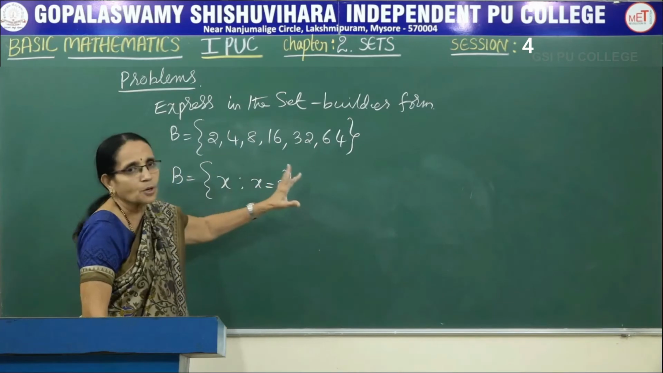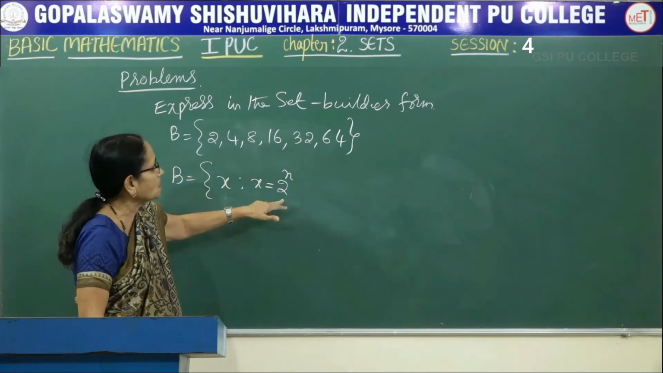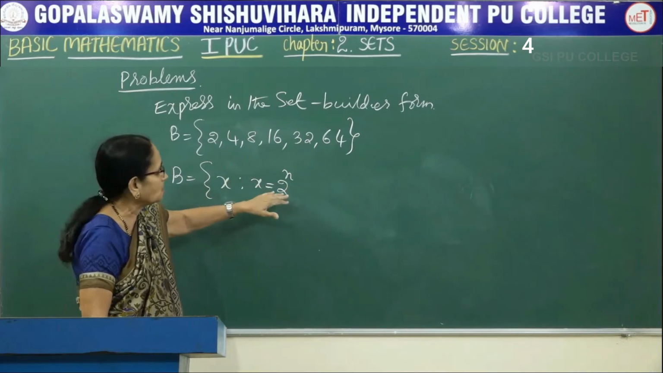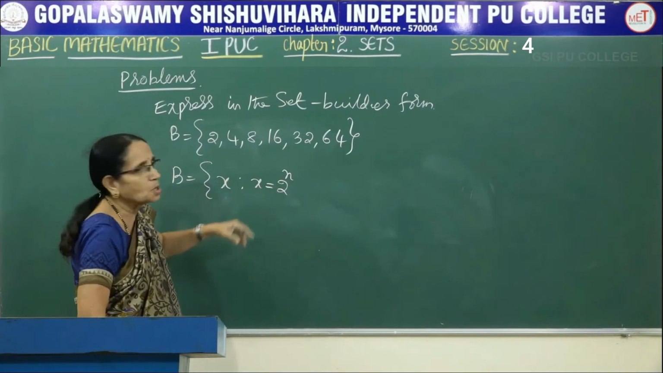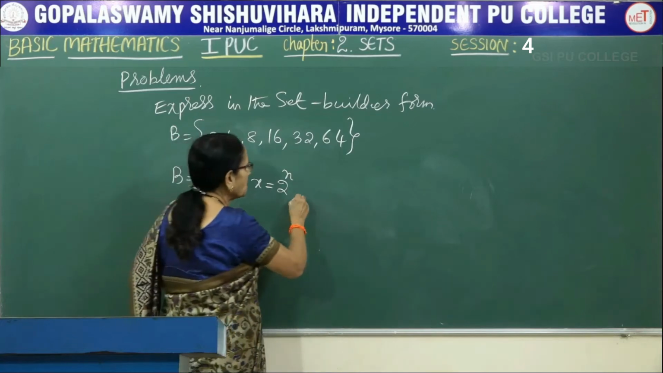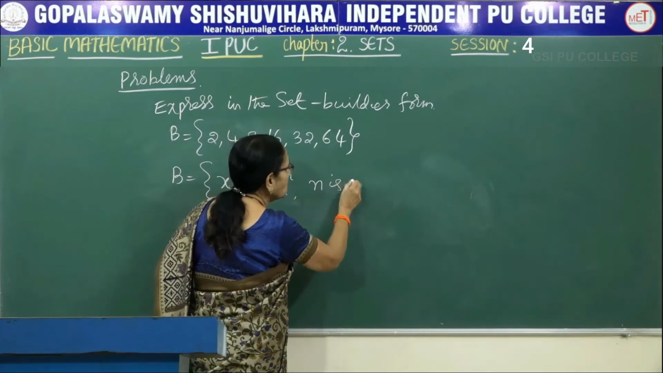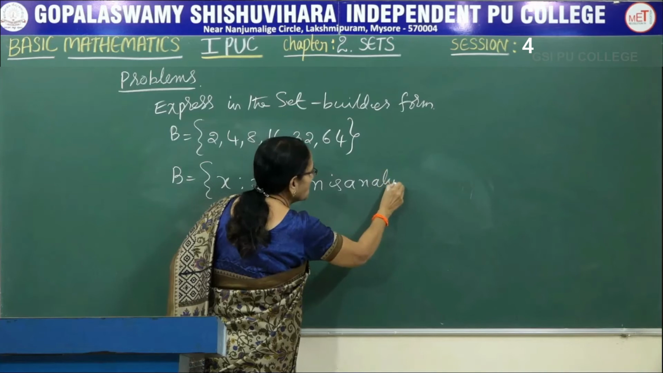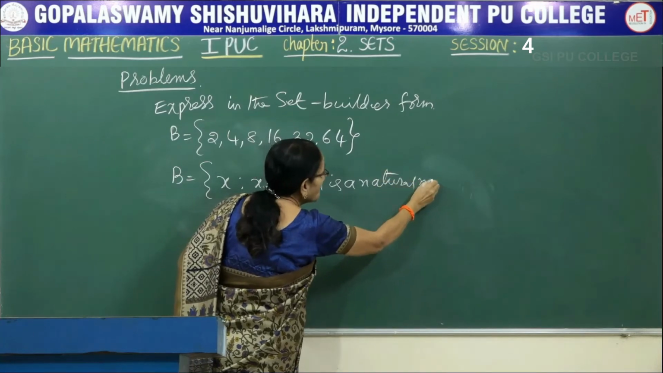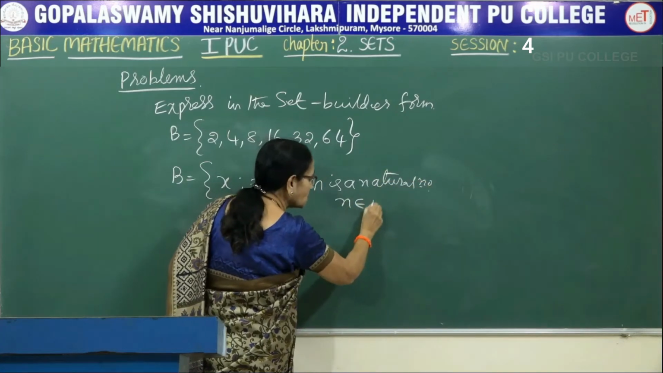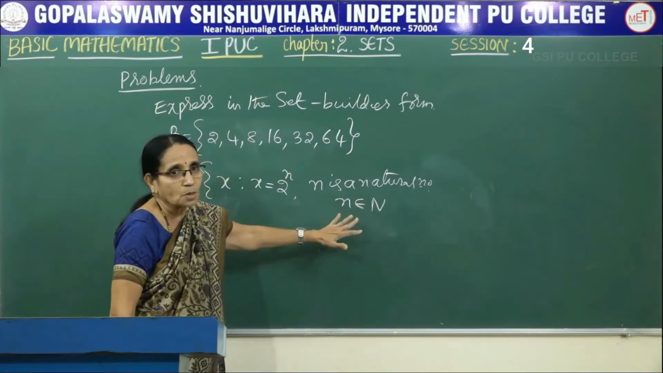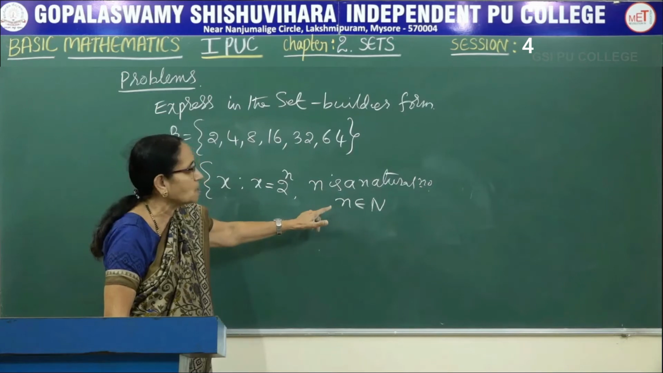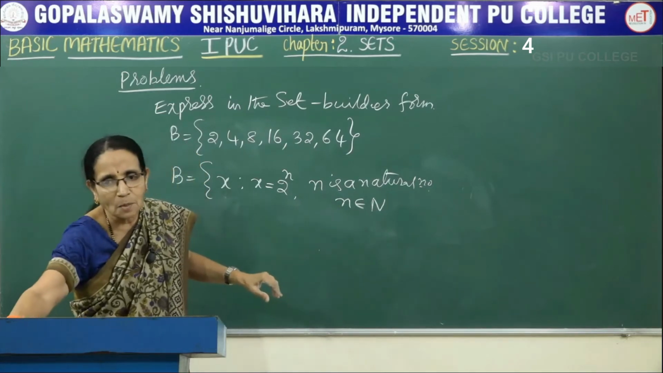See, 2 is common for all of them. All the numbers can be expressed as some power of the number 2 here. So x is equal to 2 to the power n. Again, what is n? Write it as n is a natural number. And as I wrote in the previous problem, you can write like this also. Either one, don't write both: either n is a natural number or n belongs to N, capital N.